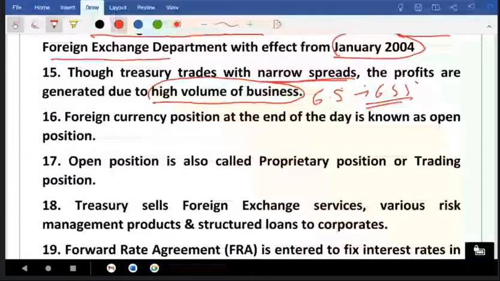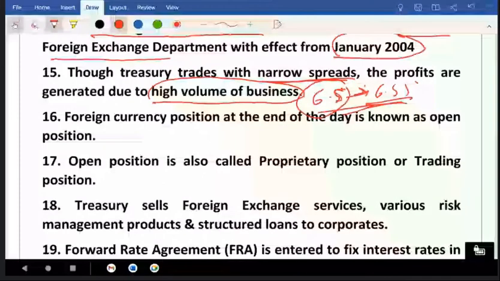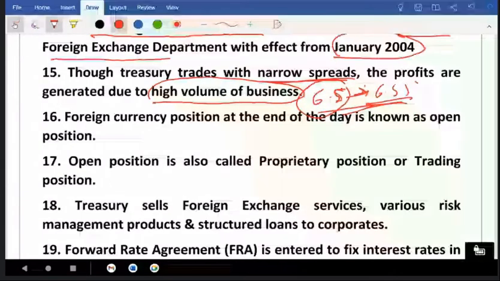So that means they'll be borrowing at 6.5% and lending, or making profit, at 6.55% rate of interest. So their spread is very less, but due to the very high volume of business, they make a huge profit in one day. The next, foreign currency position at the end of day, is very important: open position.